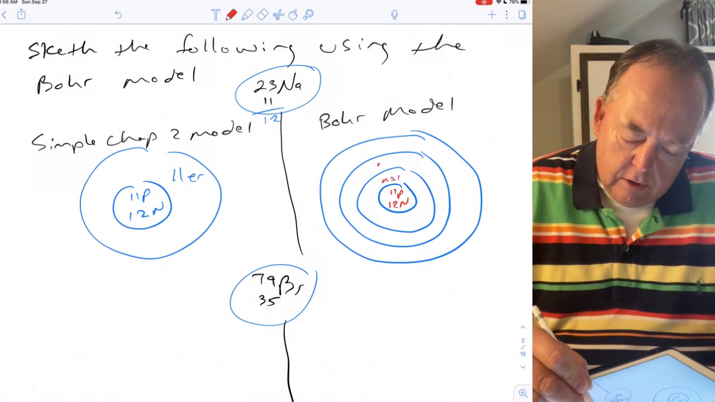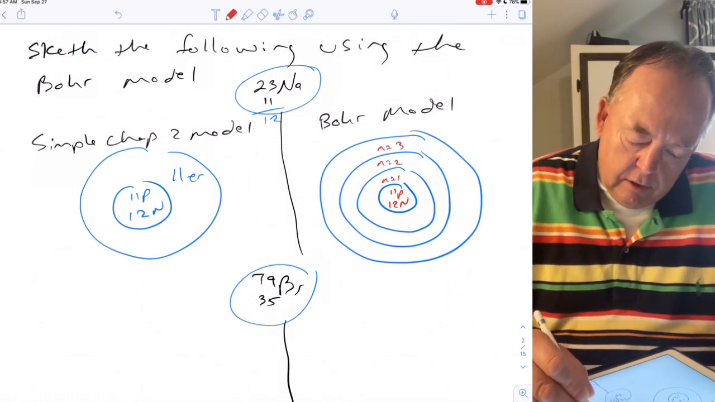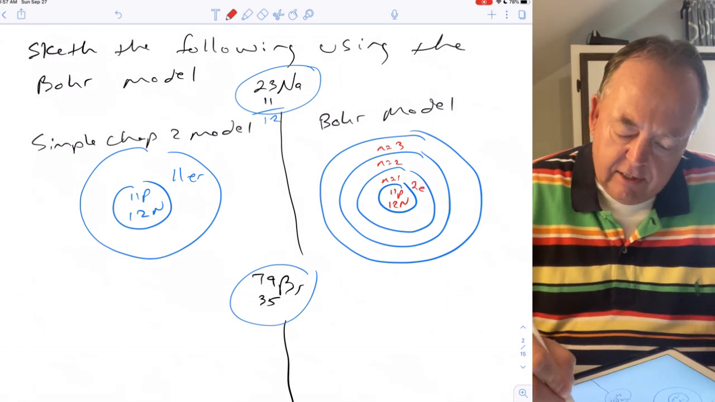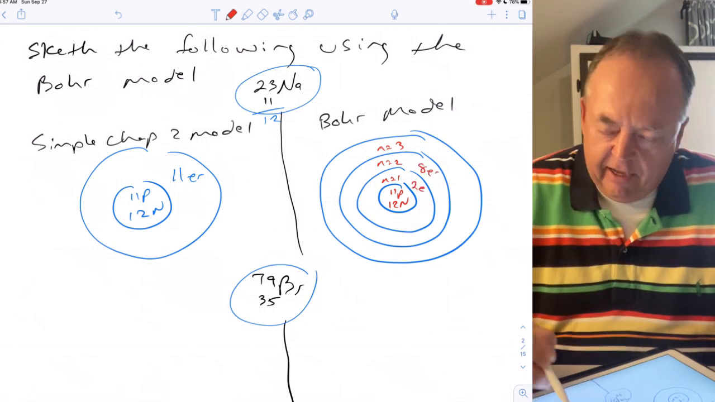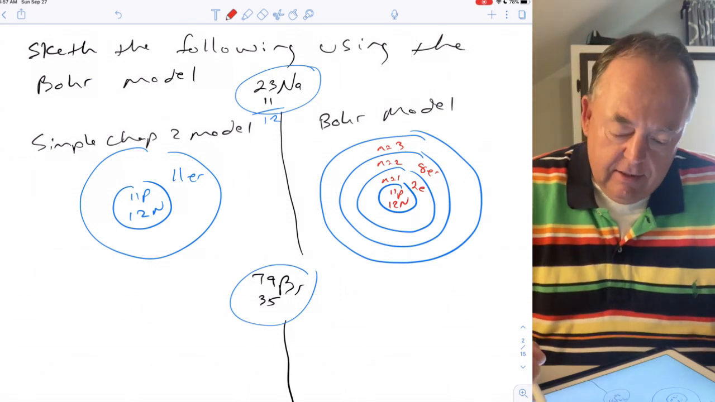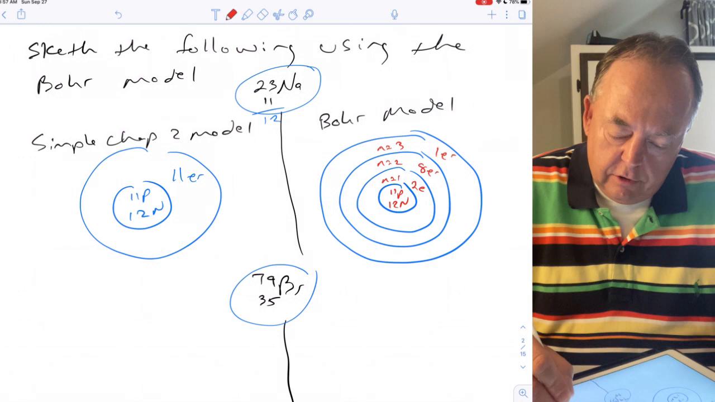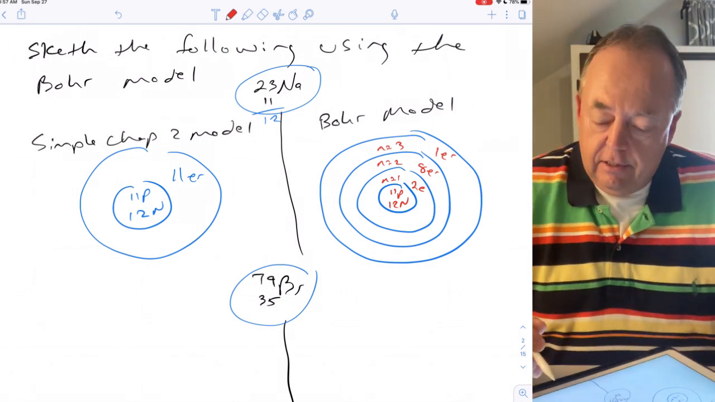So n=1, n=2, n=3. The first shell can only have 2 electrons in it. The second shell can have 8 electrons maximum in it. So that gives you 10 electrons. You need 11, so there's only 1 to go. So the third shell would have 1 electron in it, right?